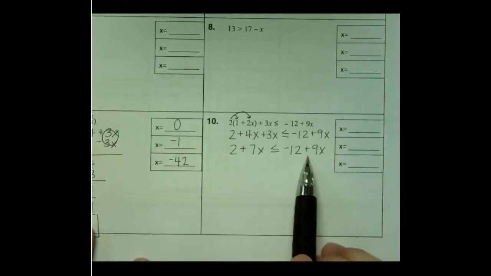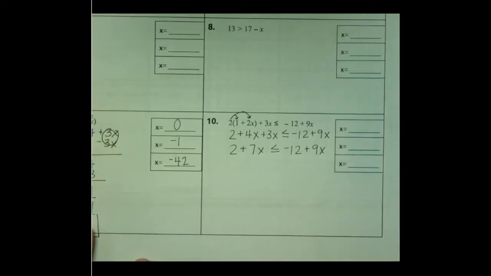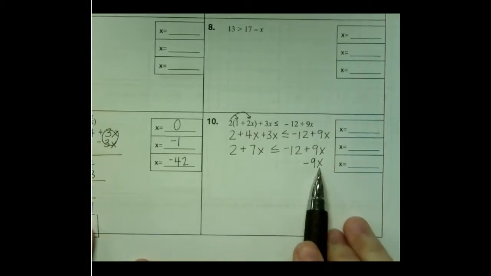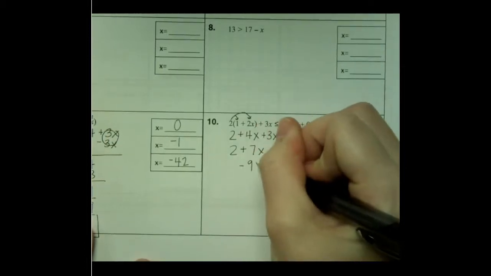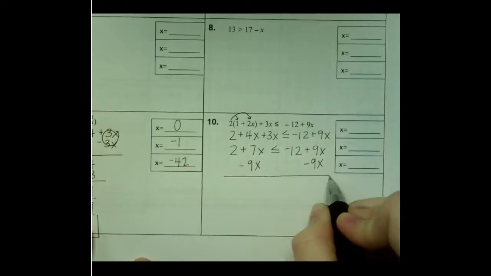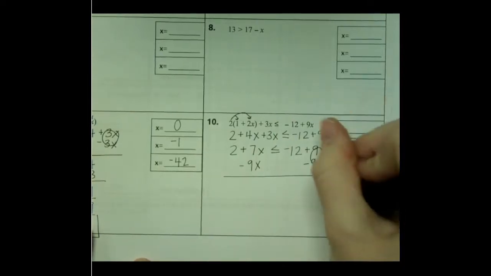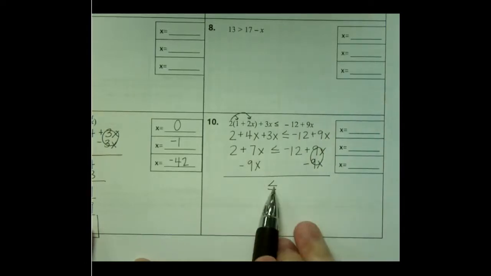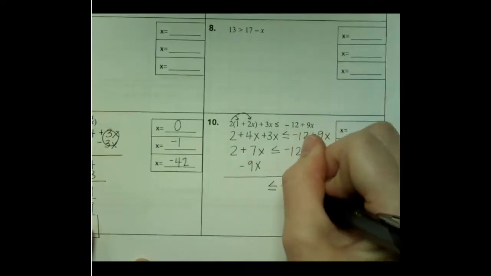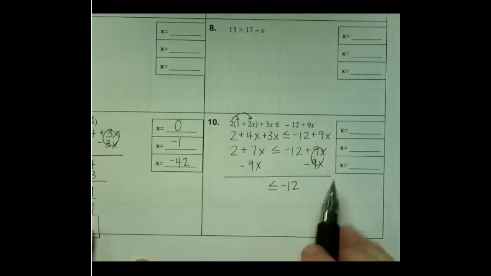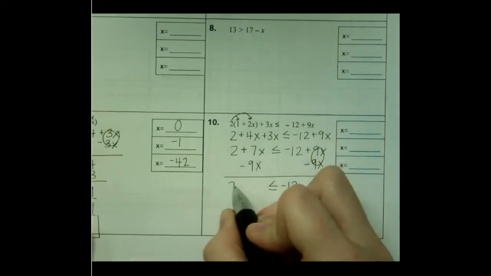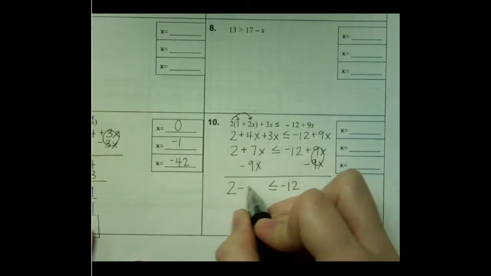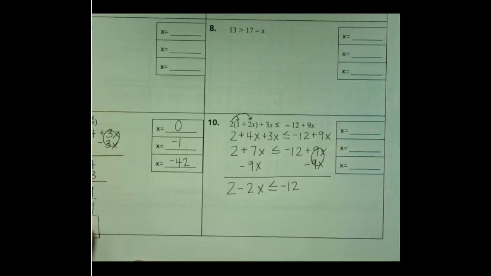I have a plus 9x over on this side. To get rid of that, I'm going to subtract 9x, can't forget the x, on both sides. So 9x minus 9x is 0. I just subtracted, so I'm not going to change my symbol. I've got negative 12 on this side, it just stayed the same. On this side, I've got 2, and then I've got 7x minus 9x, which is just going to give us negative 2x.